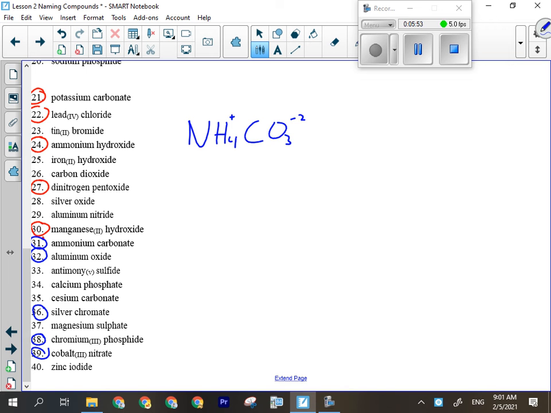Right, so when I drop and swap, the 1 goes here, so I don't need to do anything there, but the 2 is going to come over here, just like that example I did with sulfate. So we're going to have (NH4)2, and then CO3 after that. Questions on that one?